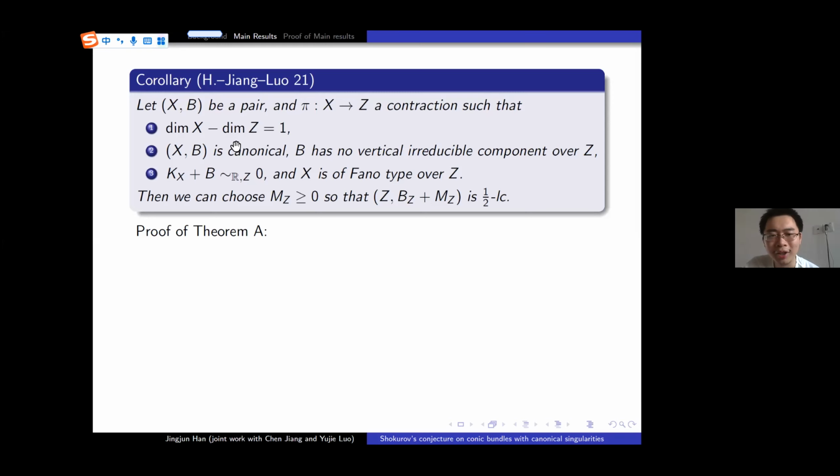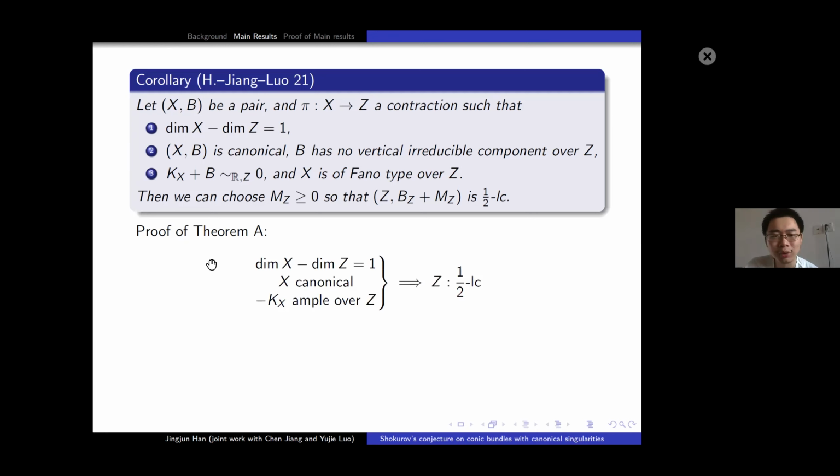But here we are interested in the global singularity. Here we can show that we can choose M_Z, which is larger than or equal to Z and effective, such that this pair is 1/2 log canonical. So the result is also slightly stronger, because we show that the whole pair is 1/2 log canonical. It is not only about the singularities over the given point Z, but also under the stronger assumption. And we can show that this result follows from our previous theorem.